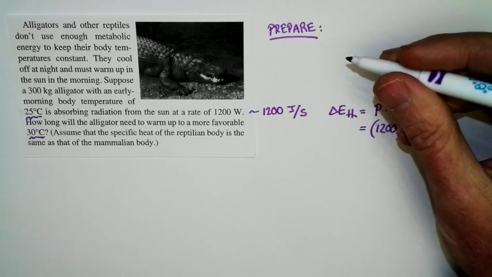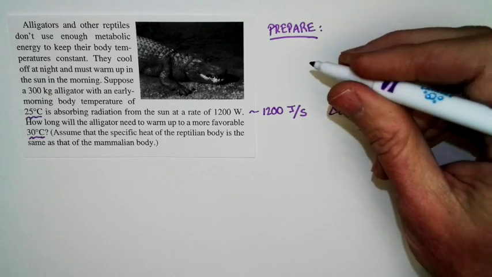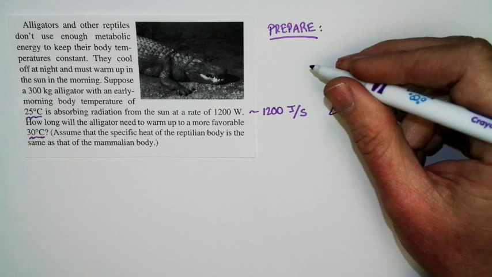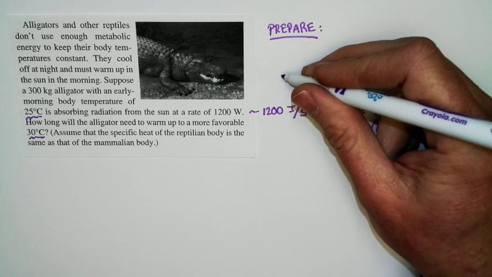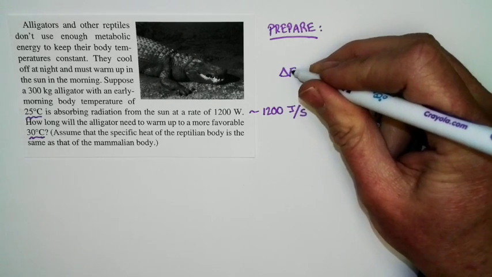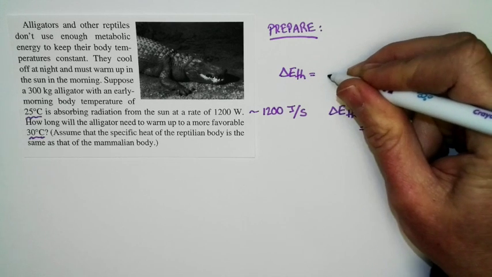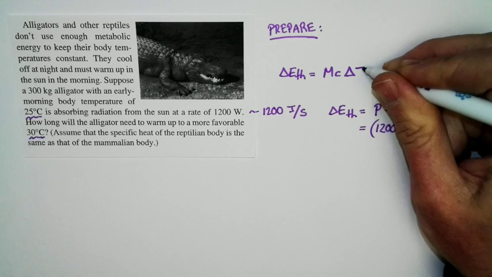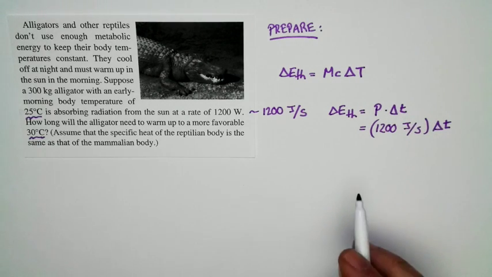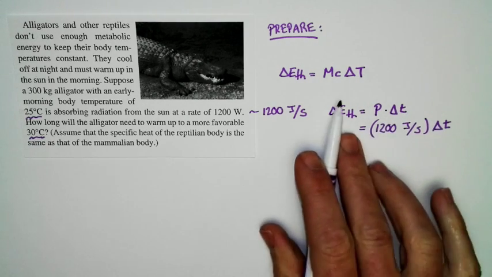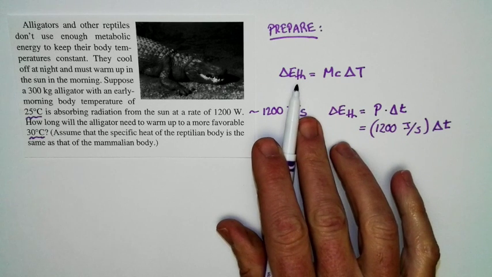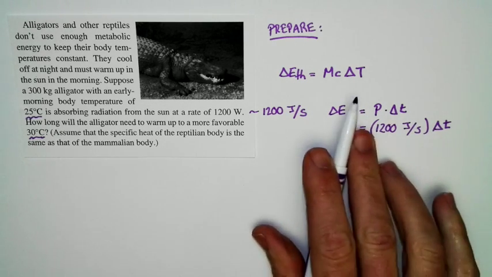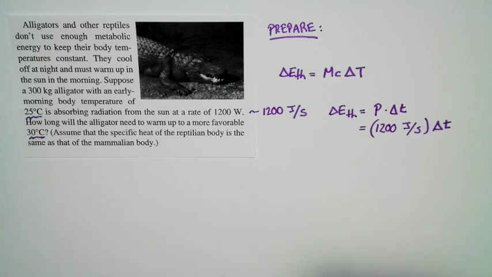Well, this is basically a specific heat problem, because we know the amount of energy it takes to change something's temperature is this: the change in thermal energy is just equal to the mass times the specific heat times delta T. So we're going to add thermal energy at this rate. As we add thermal energy, the temperature is going to increase. How much time is necessary to produce the desired temperature change?